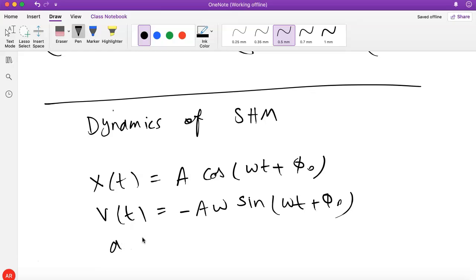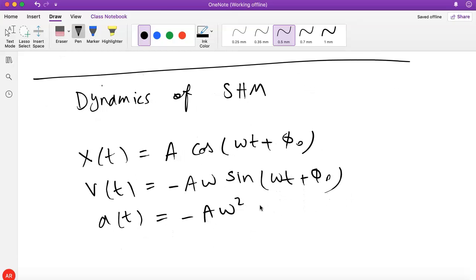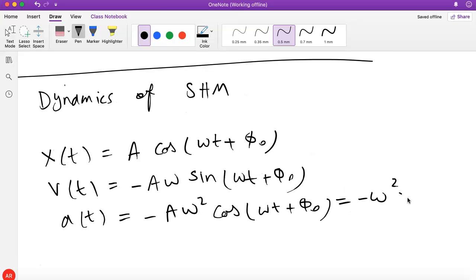And the acceleration is the derivative of the velocity, so that gives me minus a omega squared. I get another factor of omega from the derivative of the argument of the sine, and the derivative of sine is a cosine, so that's omega t plus phi naught. But a times cosine omega t plus phi naught is just x, so that's minus omega squared x of t.